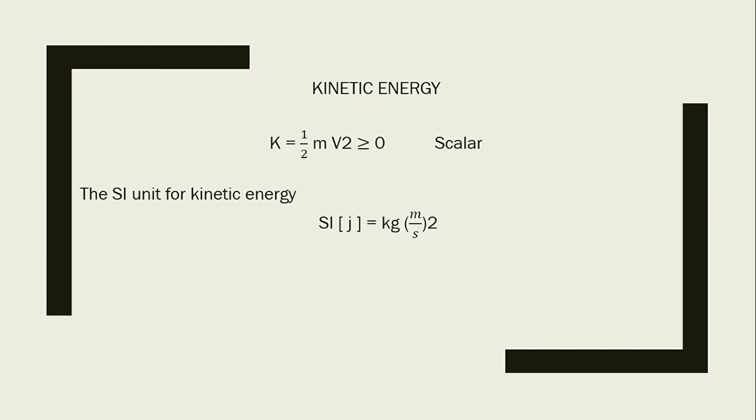The last is kinetic energy. We're calling kinetic energy K, and it's given by 1/2 mv squared. And this is a scalar quantity, so it's going to be either 0 or positive. It's never going to be negative. The SI unit for kinetic energy is joule. So we have 1 joule here for kinetic energy.